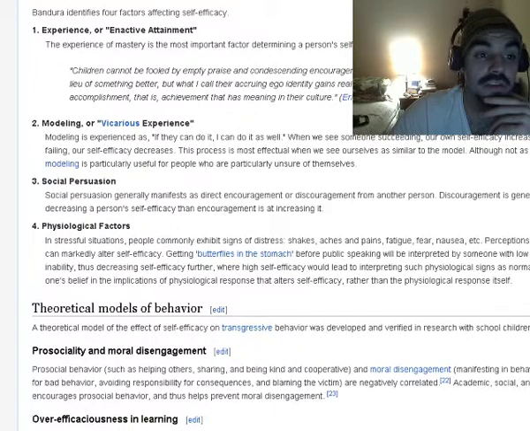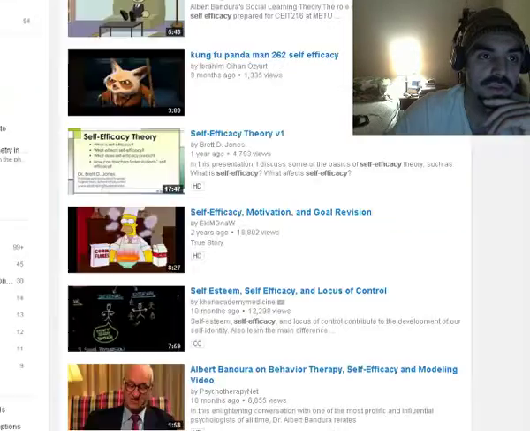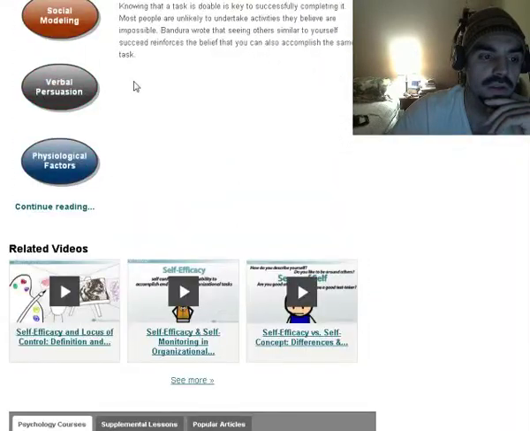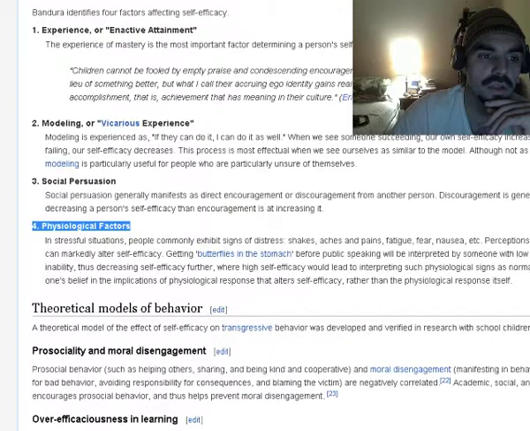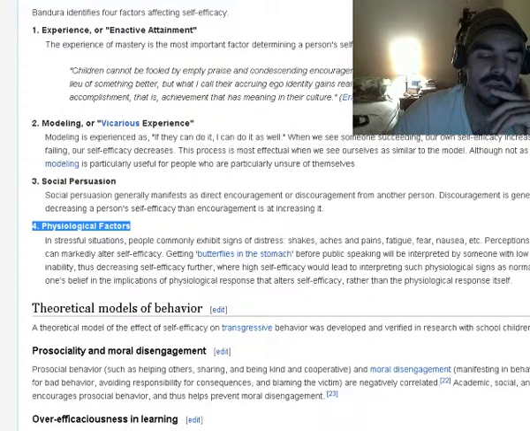It states here the factors affecting self-efficacy. Bandura identifies four factors affecting self-efficacy: experience or enactive attainment, modeling or vicarious experience, social persuasion, and physiological factors. Let's take a look at these last two, verbal and physiological factors that were present in the other document.